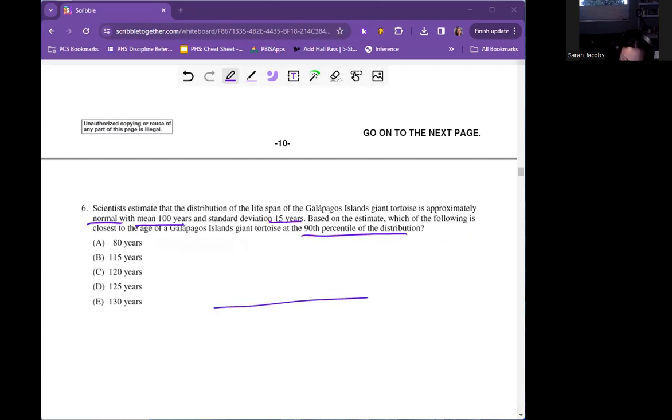Okay, so when in doubt, draw it out. 50th percentile's right here in the middle. 90th is going to be out here. So we want the age that represents this point where 90% is equal to or below that point. So the mean is 100 years. The standard deviation is 15 years.